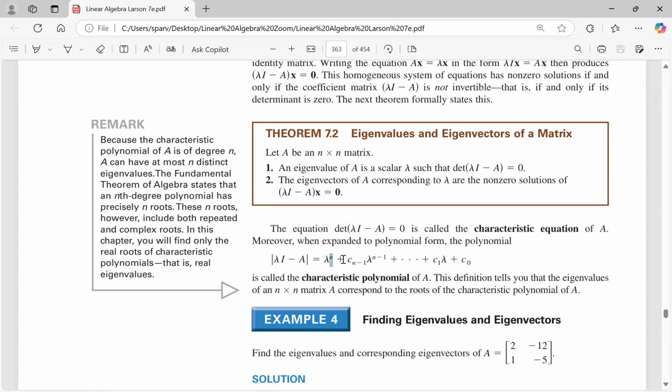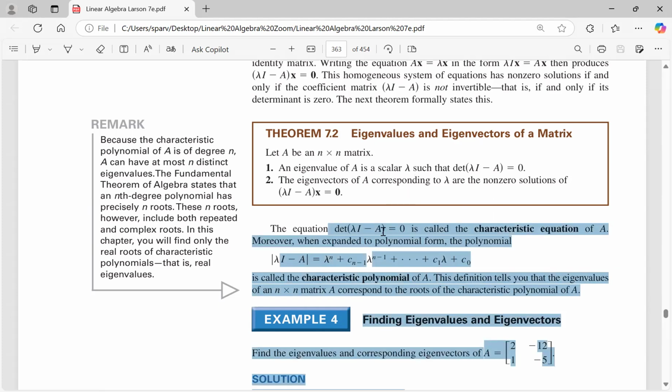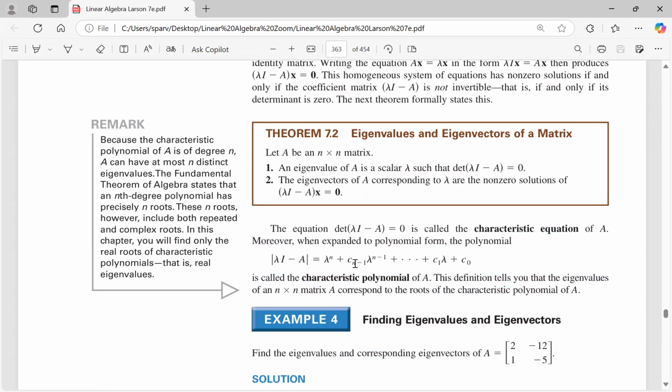We're going to get a polynomial function in lambda, lambda to the n and so on. This is a polynomial function. So they call this the characteristic polynomial of A. That's what this polynomial is. So you have the characteristic equation, and the determinant is called the characteristic polynomial.